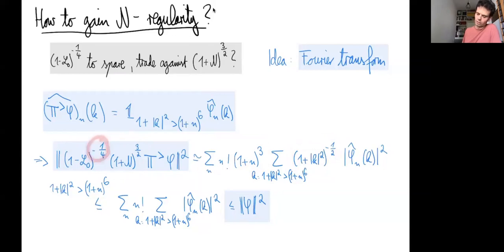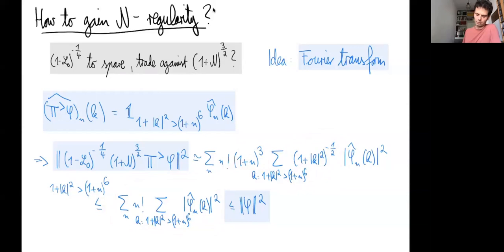So we have minus 1/4 here, so this becomes minus 1/2 when we look at the square. And then we have the indicator function coming from here, which I just write at the summation index. So we have to sum only over k's for which this is satisfied. And if this is satisfied and we have a negative power here, then we can bound this term by the right-hand side to the minus 1/2. So we can bound this term by 1 plus n to the minus 3, which cancels directly with the 1 plus n to the 3. So these two terms are gone and we remain with this part here.